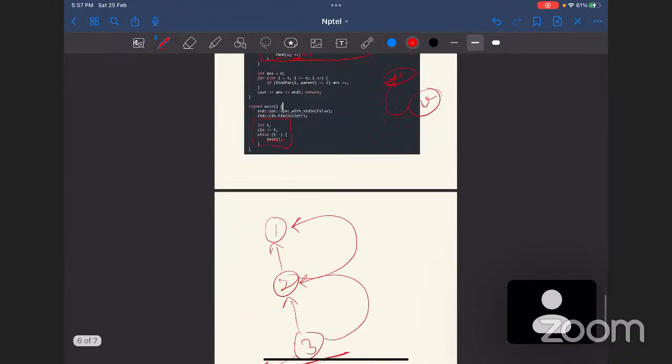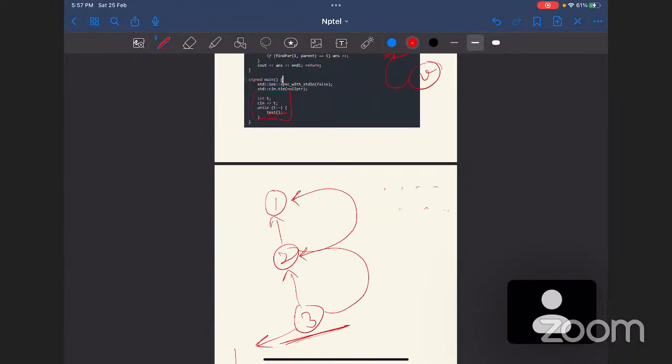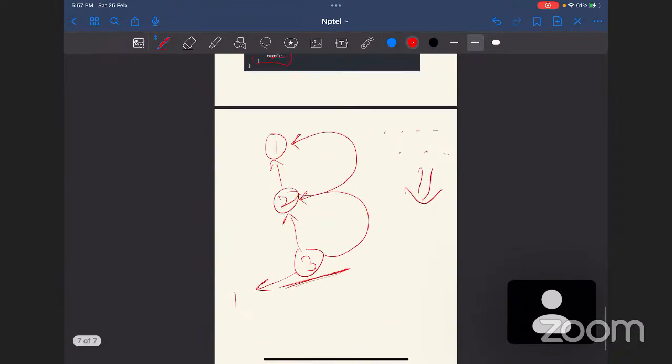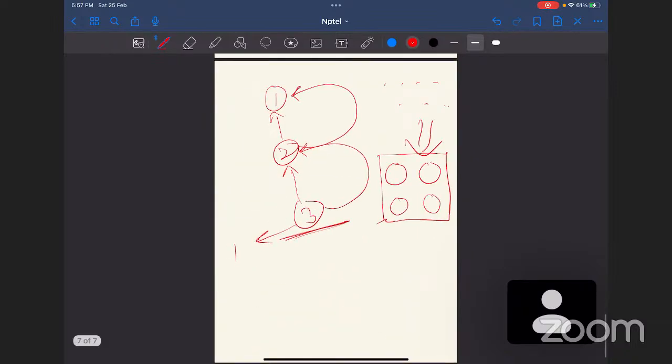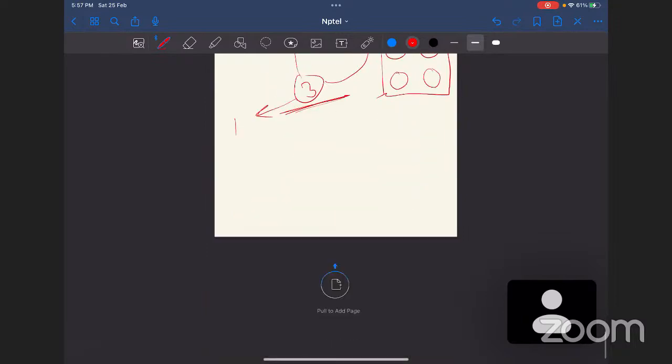Now, so we had vertices. After performing the disjoint set union, we have set 1, set 2, set 3, set 4. Now we just want to calculate the number of sets. That is our answer. How will we do that? Let's take an example.